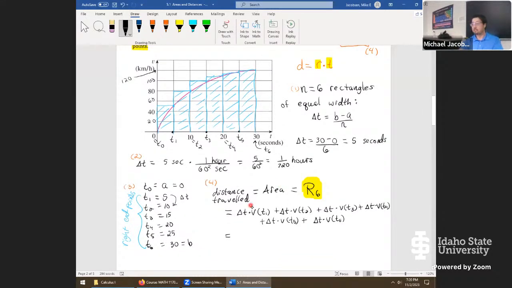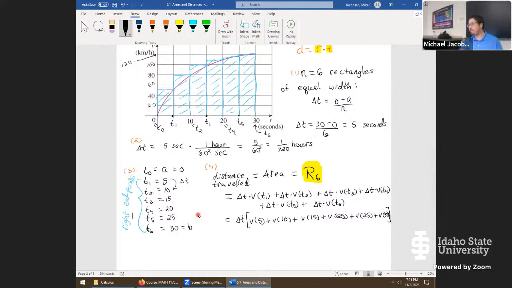And so here's how it's typically going to be written. Factor delta t out of everything and write it this way. Then it's going to be velocity at time 1. We might as well put that in. Time 1, we'll think of it as 5 seconds, but we know that that's really 1/720 hours. So velocity at 5 plus velocity at 10, velocity at 15, velocity at 20, plus velocity at 25, plus velocity at 30. So that altogether is just a simplification of what's above.